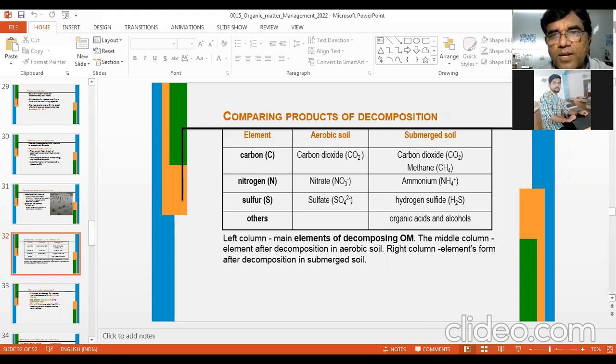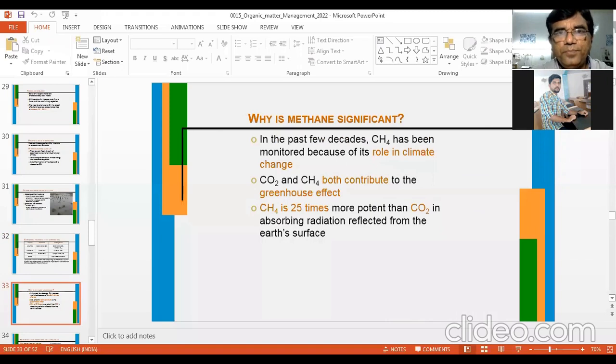Nitrogen in aerobic soil is eventually converted to nitrate, but in submerged soil there is no nitrification, only the ammonium form of nitrogen is there. Sulfur is sulfate in aerobic soils and sulfide, hydrogen sulfide, in submerged soil. Others are mostly organic acids and alcohol in submerged soil.